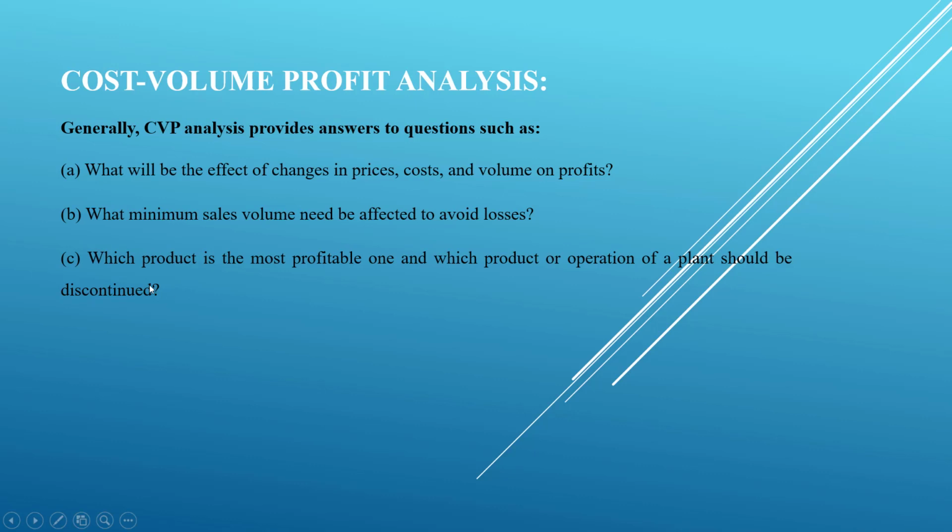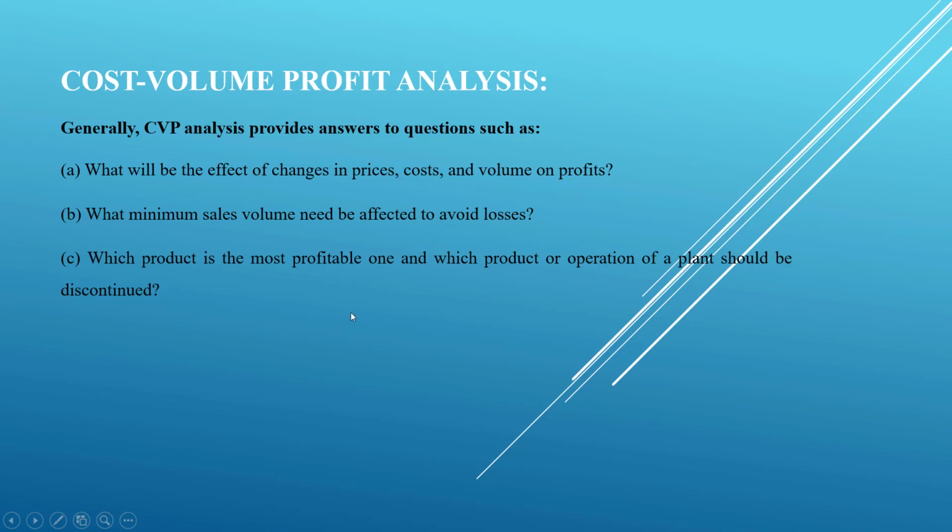So for understanding which product, by manufacturing or producing which product, you are getting more profit, and which products are those where you are not getting any profit by selling them, those products have to be discontinued. So these are the three main questions which are answered by the CVP analysis.